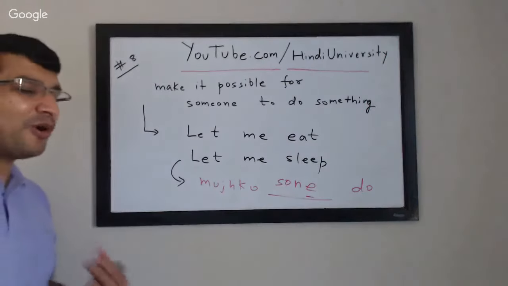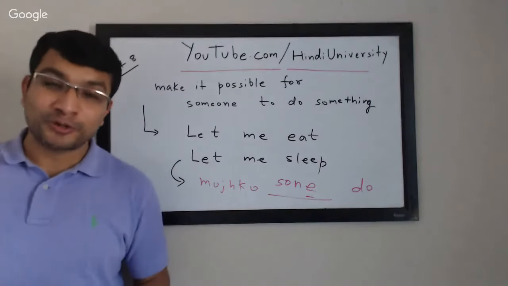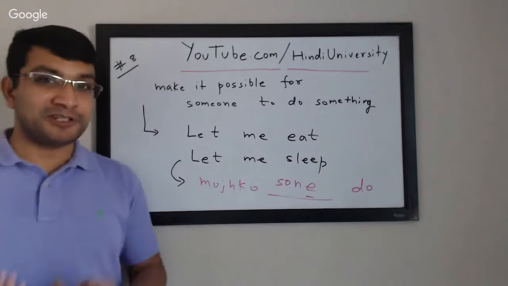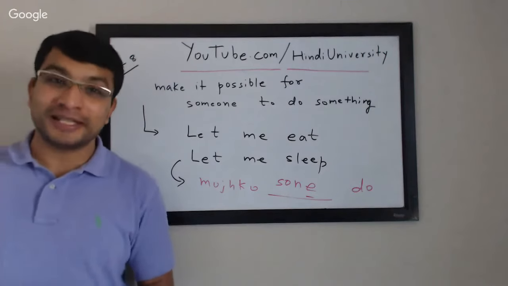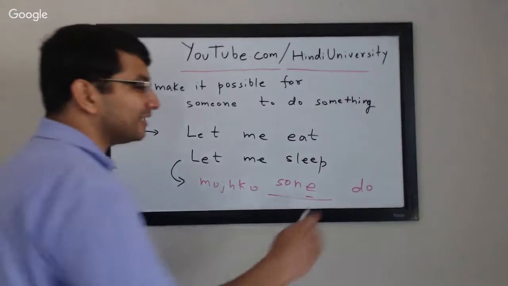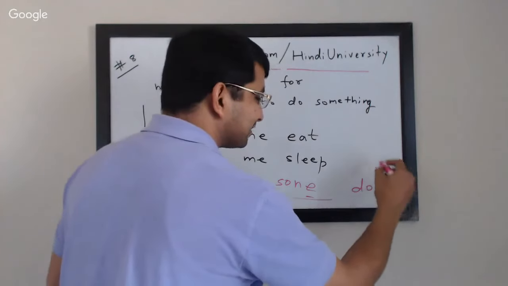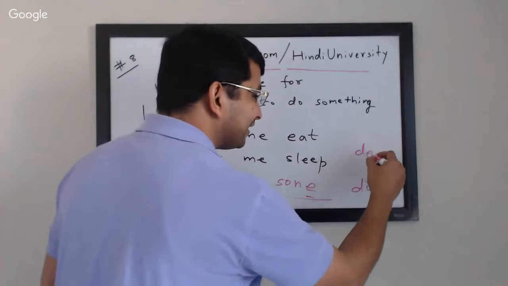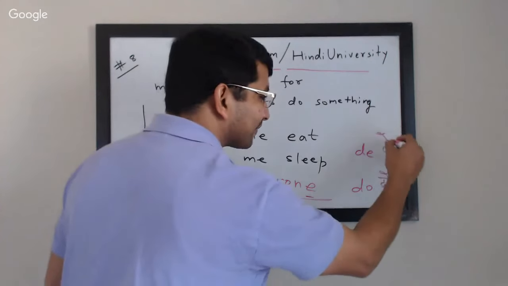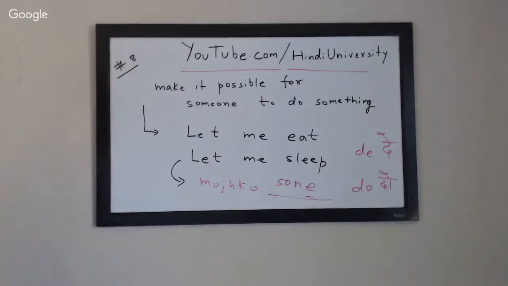But the point is, my mom would come back to me and say mujhko sone do. Or, because I'm younger, she'd say mujhko sone de. To juniors, you can say do when you want to be somewhat respectful, but when you're really irritated, you say de. Mujhko sone de. That's how my mom would respond. Hopefully this trick will help you remember when you want to say let me do something.